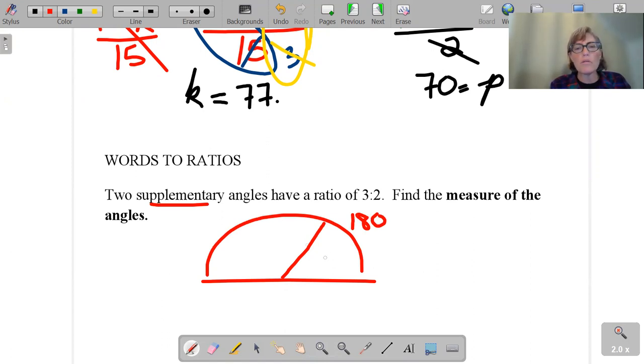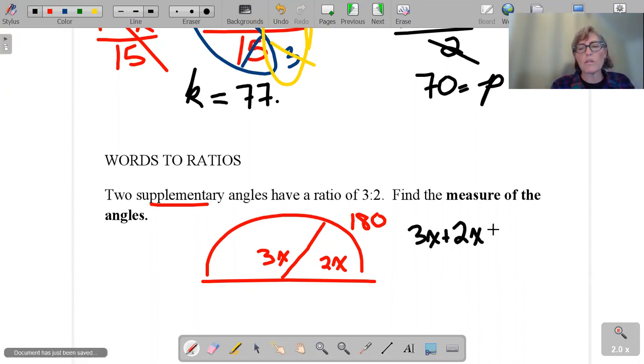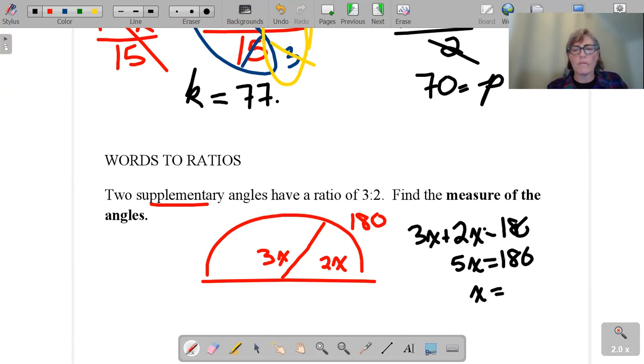Now that does not mean 2 and 3, the number. That's 2 of something and 3 of something. It's a ratio. So to solve, it would be 3x plus 2x equals 180. Of course, x equals 36. So this would be 72, and this would be 108.